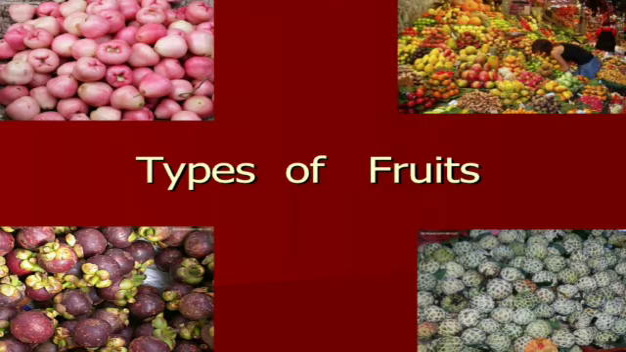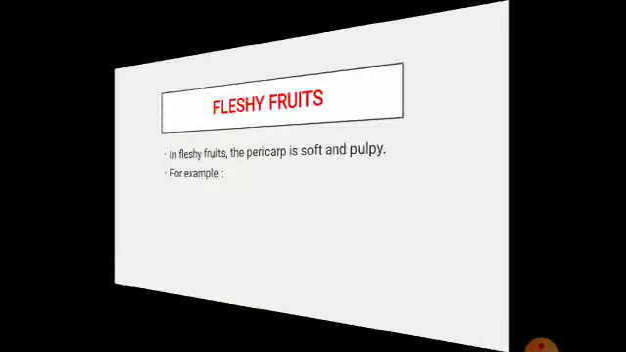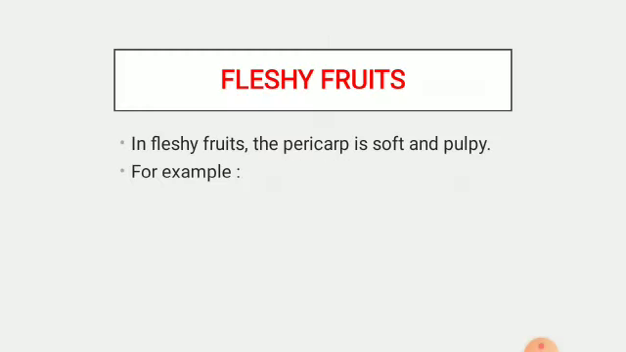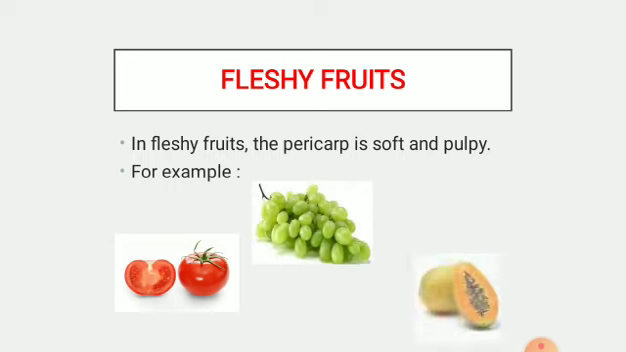Now we will discuss types of fruits. These are of two types: fleshy fruits and dry fruits. Fleshy fruits. In fleshy fruits, pericarp is soft and pulpy. For example, tomato, grapes, and papaya.